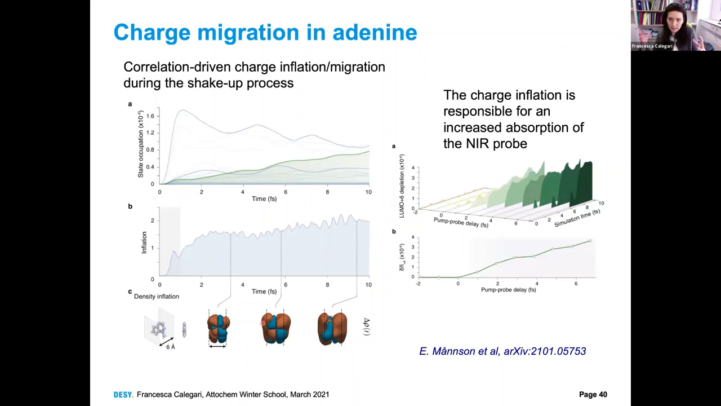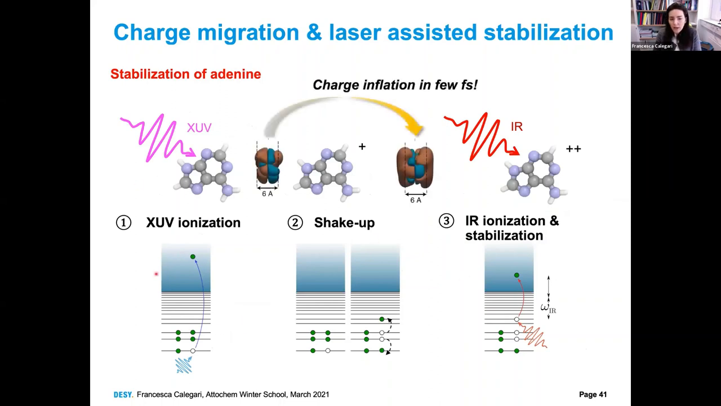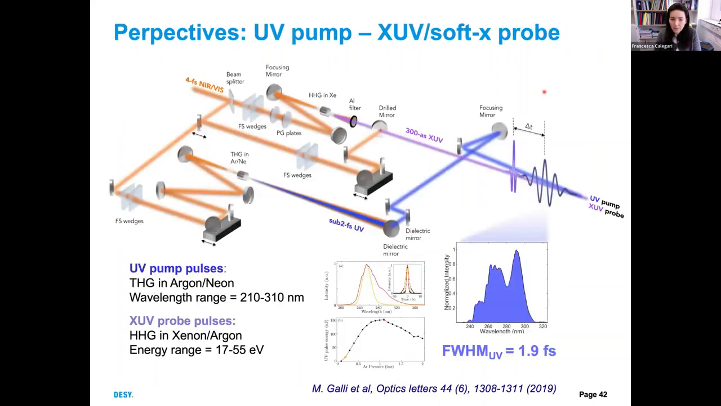So this charge migration mechanism, which is correlation driven by this shake-up process, is responsible for an increased absorption of the IR probe pulse. So we can see that we can use a fundamental electronic mechanism, such as the shake-up process, to control the absorption of our IR probe pulse, and therefore, in this case, control the photoproducts, and more specifically, create more adenine molecules, stable molecules. So we called it a correlation-driven stabilization process. And this is schematically represented here. So we ionize, we have the shake-up, which results in a charge inflation in a few femtoseconds, and this will increase the absorption of the IR pulse, creating the stable dication.